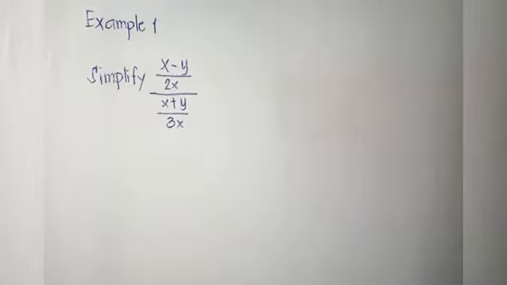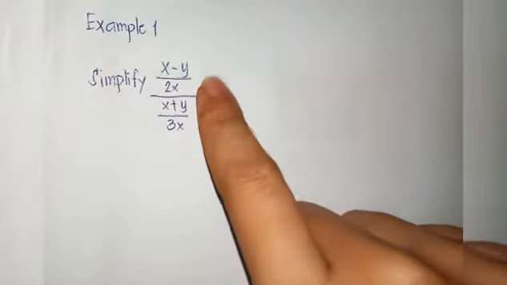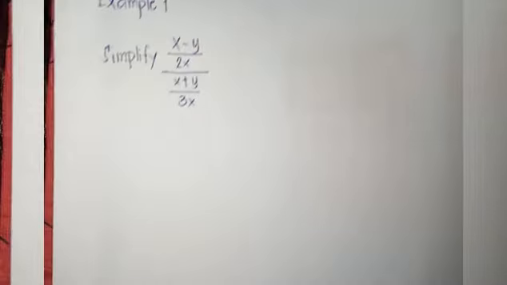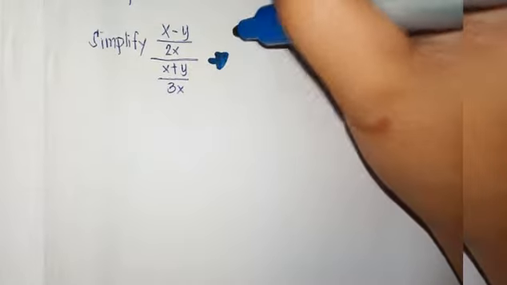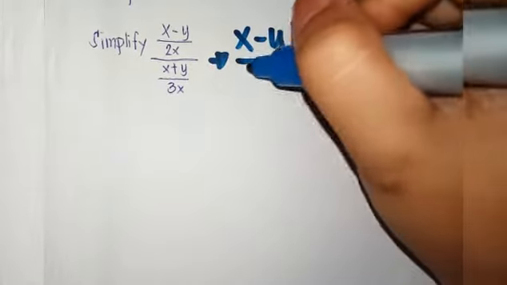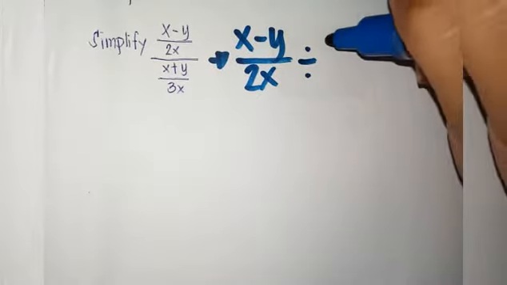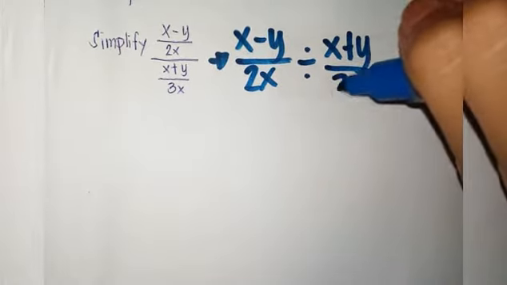So we have here, simplify (x minus y) all over 2x divided by (x plus y) all over 3x. Since the numerator and the denominator are each one fraction, let's proceed to multiplying the numerator by the reciprocal of the denominator. So first, isusulat muna natin siya as division para hindi tayo malito. So we have x minus y all over 2x divided by x plus y all over 3x.